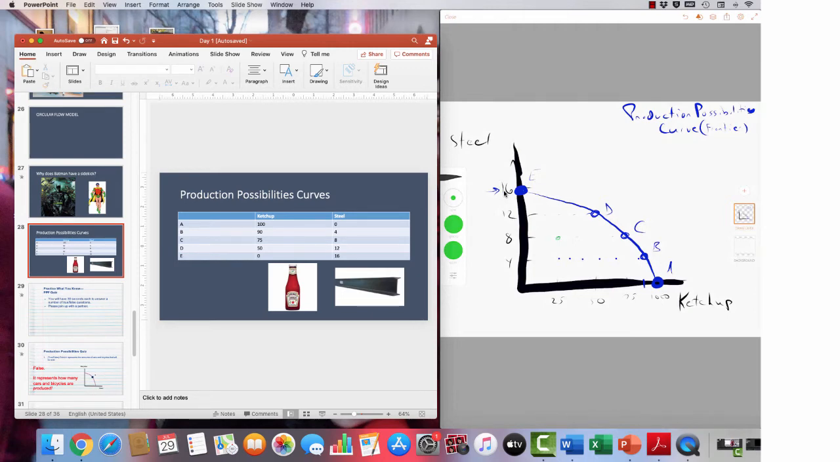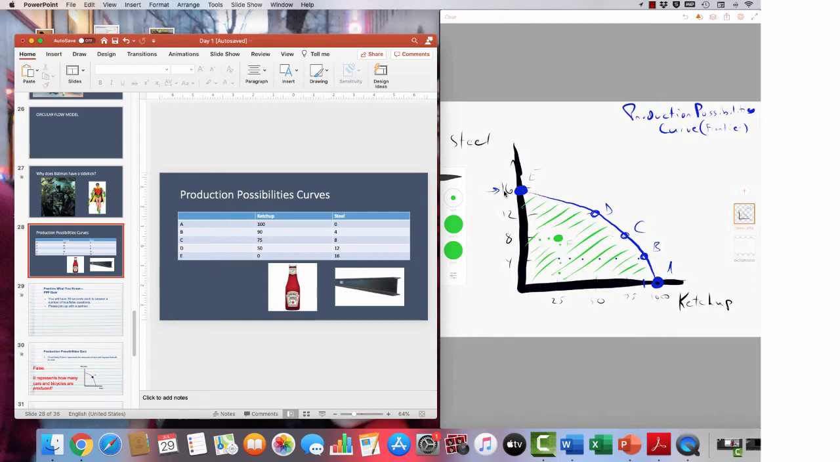Let's say we have a point right here. We'll call this point F. Point F corresponds to 8 units of steel and 25 units of ketchup. Point F is something that we can actually produce. Now, we could produce more with our given inputs, but we can produce less as well. In fact, anything inside the curve, any combination of steel and ketchup that puts us inside the curve, that's feasible. You can do this. It's possible.